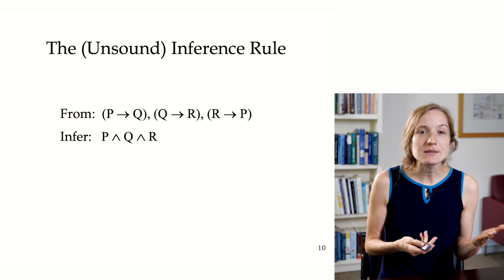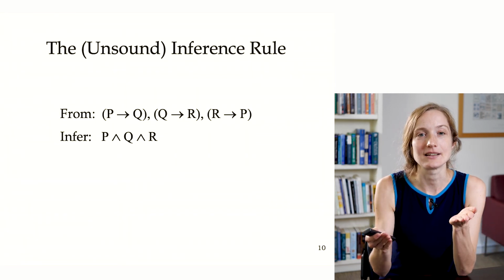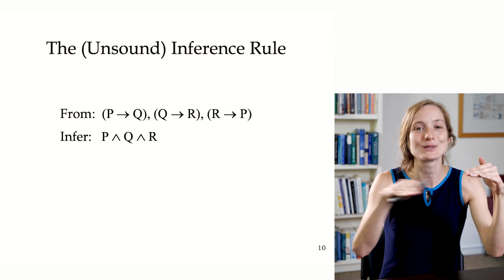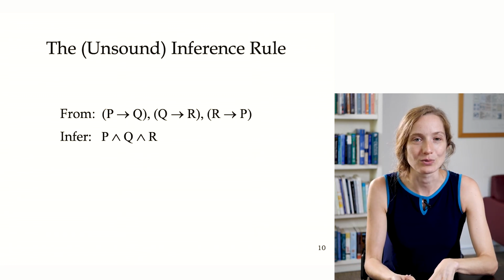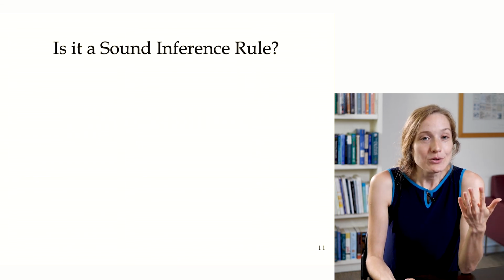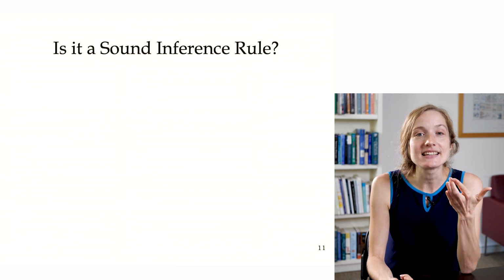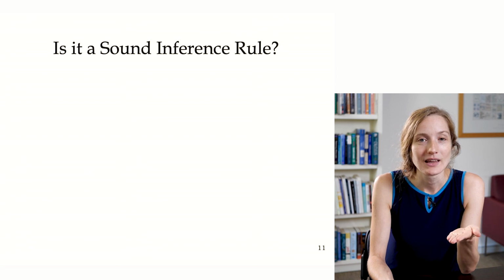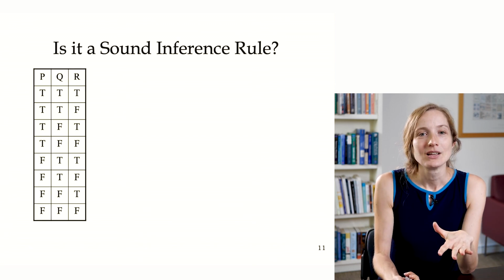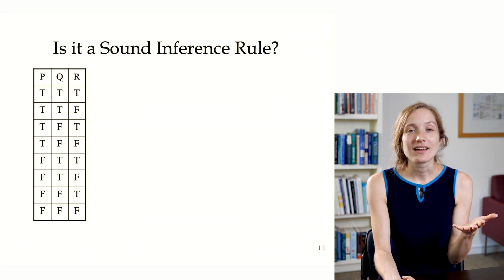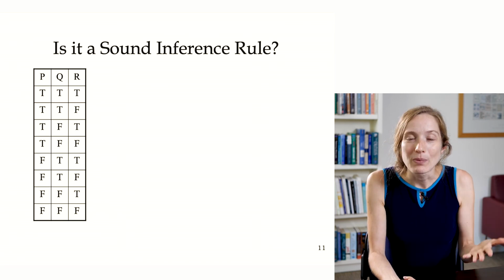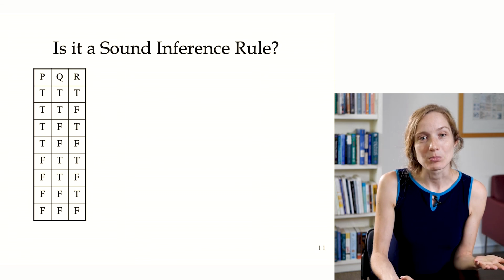This corresponds to the following candidate here, where I didn't draw the vertical line, but again, these are the assumptions, and this is the conclusion. So you can take a look at this and ask, is this a sound inference rule? Now this is good. We'll actually see an example here of how you can determine whether an inference rule is sound or not by one method, using a truth table.